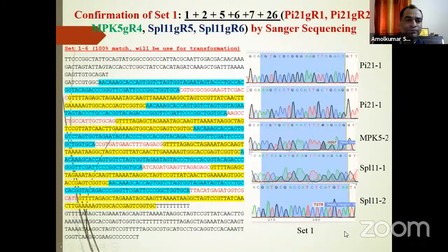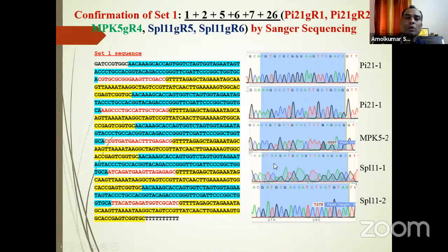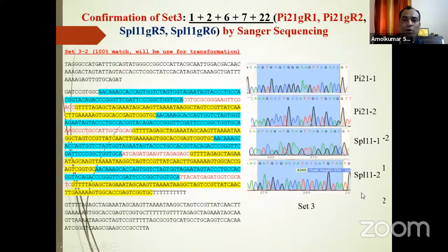So like this we confirmed, and our vector should be like this. We prepared this vector, sequenced it, and confirmed that whatever guide RNAs we are talking about for these different genes, PI21, MAPK5 and SPL11, are all there, and now we have confirmed these 2 constructs.